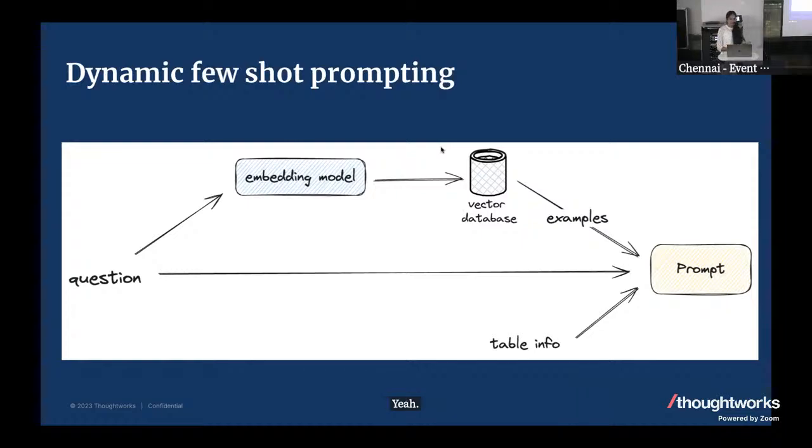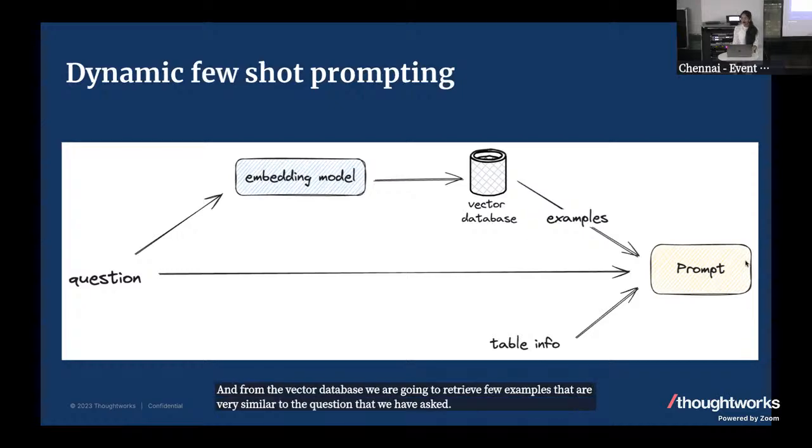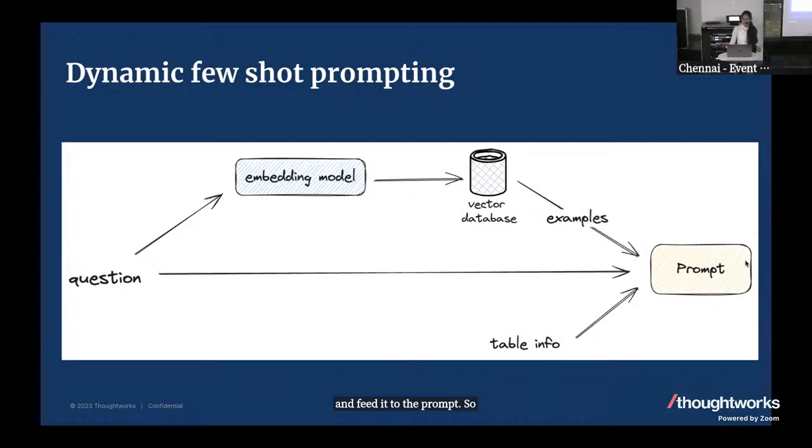Okay. So coming back to dynamic few shot prompting, maybe if we look at this slide now, it might sound a little better. We have a question, and with the help of the question, we make a query to the vector database that we have set up. From the vector database, we retrieve a few examples that are very similar to the question that we have asked and feed them to the prompt. So this is dynamic few shot in a nutshell.